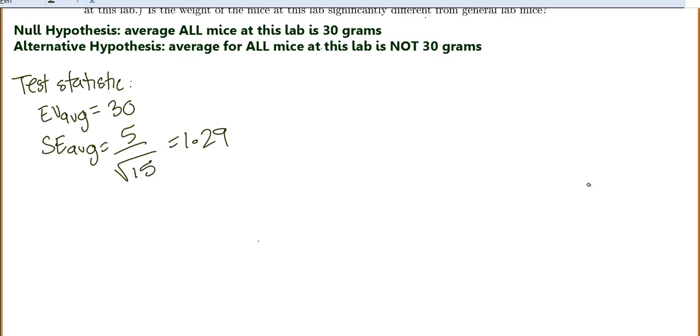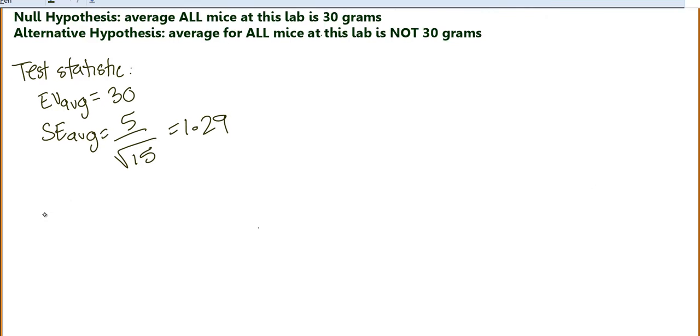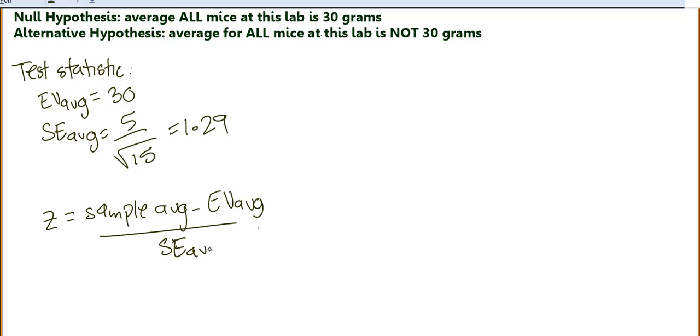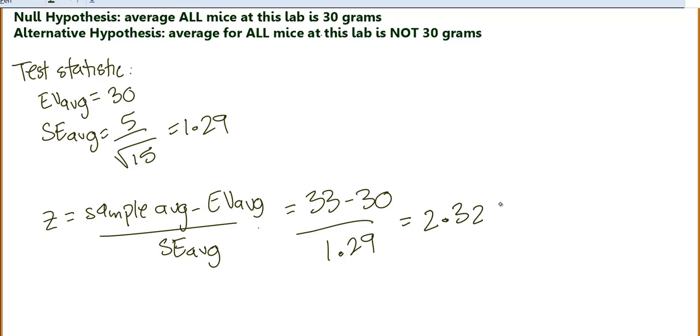And then my actual test statistic Z is going to be my sample average minus the expected value for my average, over the standard error for my average. So my sample average was 33, but I expected an average of 30, and my standard error was 1.29. So this gives me 2.325.